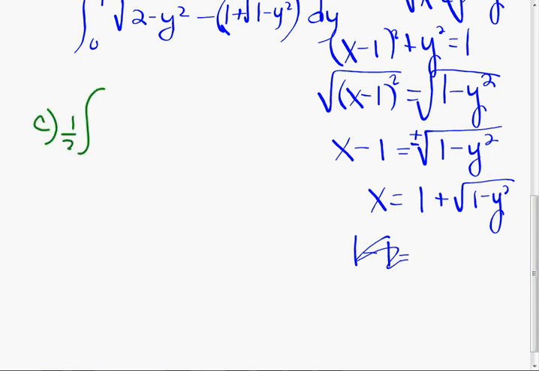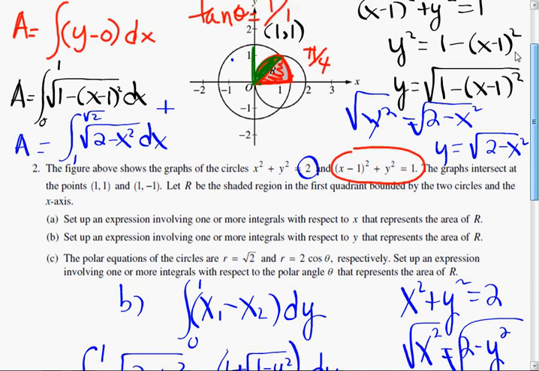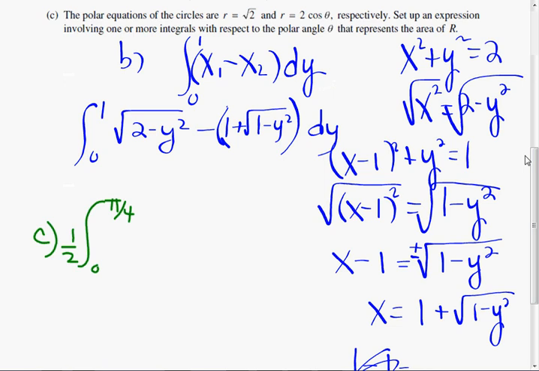Okay, it's 1/2 r squared from 0 to pi over 4. I better get the right graph. I wanted this big circle. That was r equal to square root of 2, right? So that's square root of 2 squared d theta. No, I just got stuck with a sign, that's all.